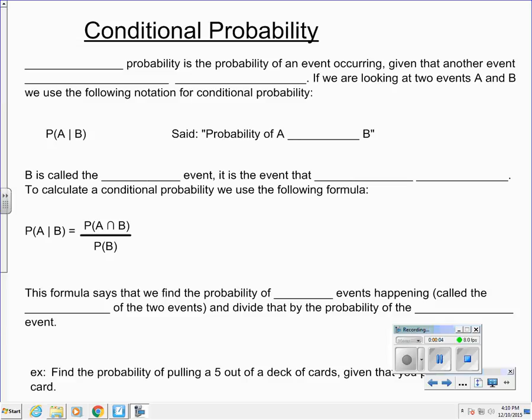This is our Unit 9 Day 4 video. What this video is about, we're talking about a different kind of probability than we've gone over so far, and this is called conditional probability.